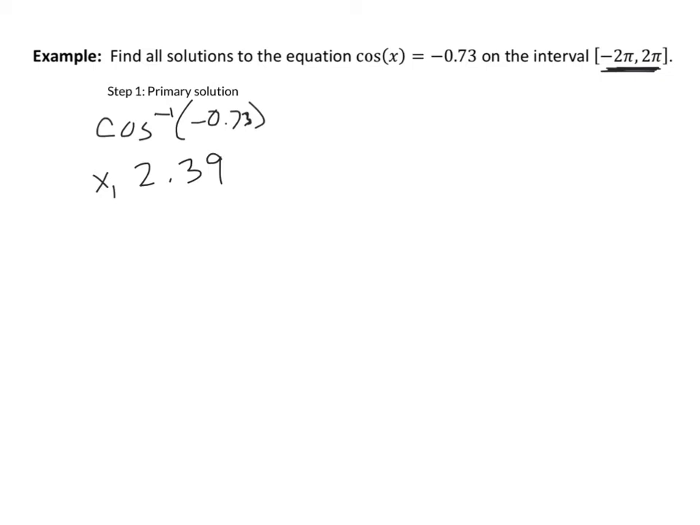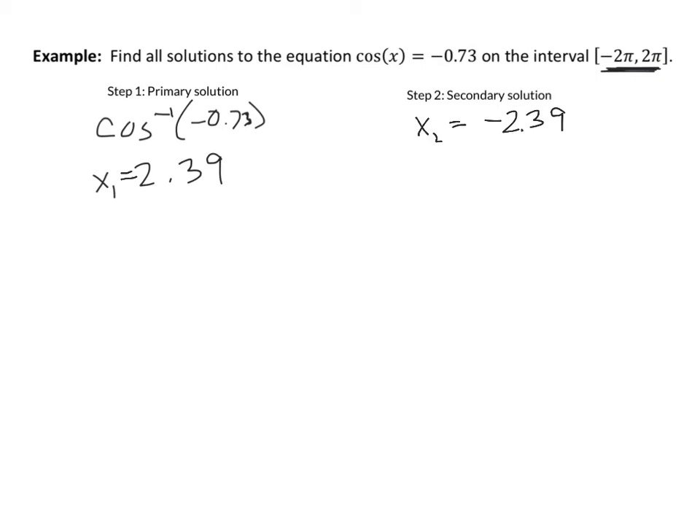Step 2, we're going to go on and find our secondary solution. Oops, just realized I forgot an equal sign here. For the secondary solution, we're going to take our primary solution, and in the case of cosine, all we have to do is make it negative. So the opposite of that is negative 2.39.